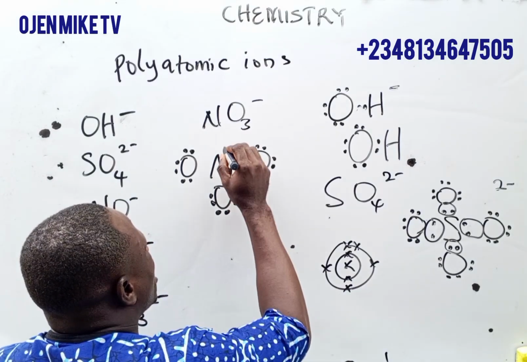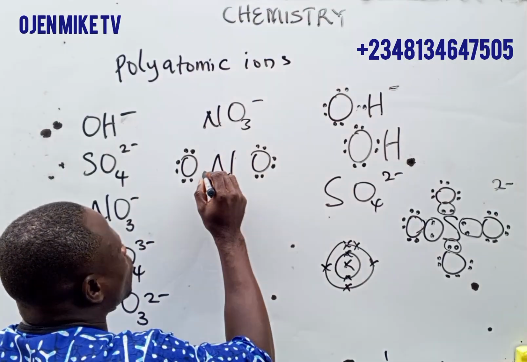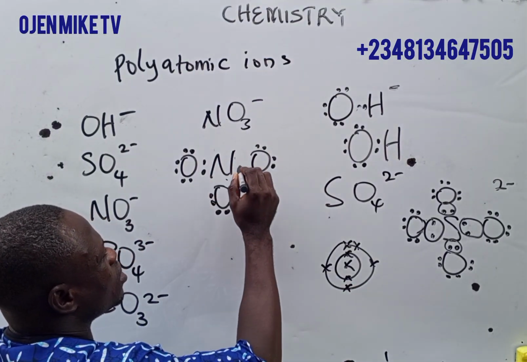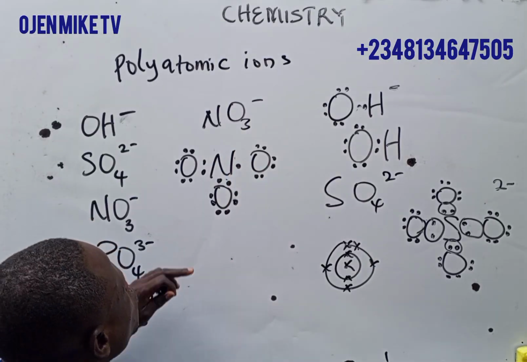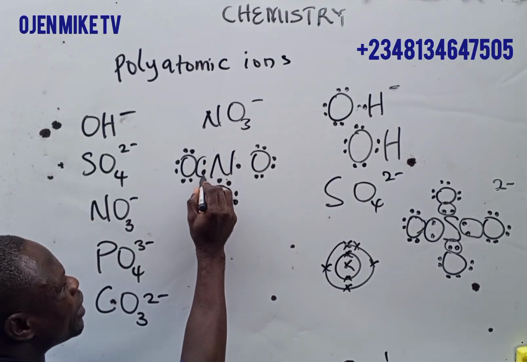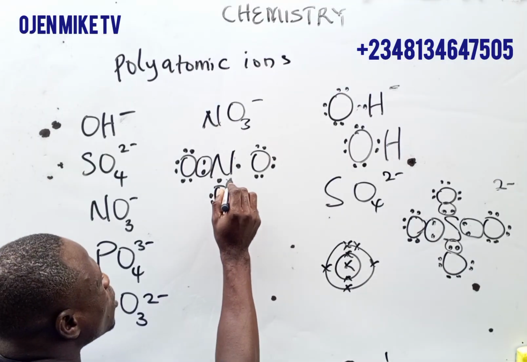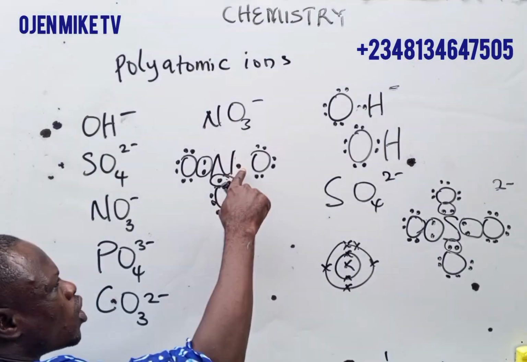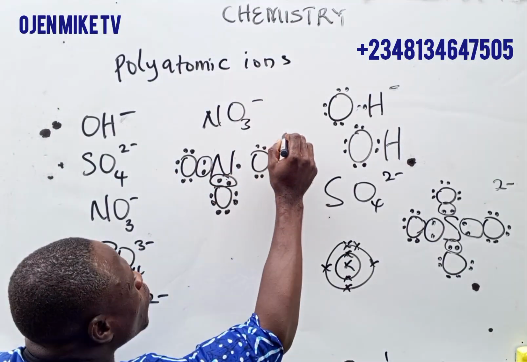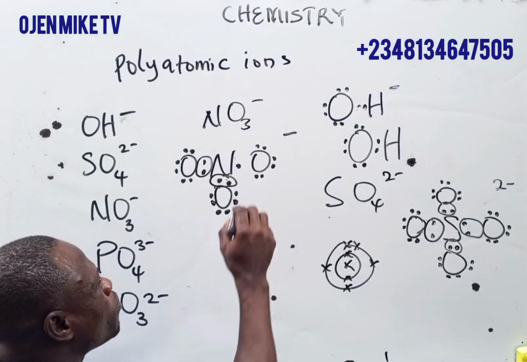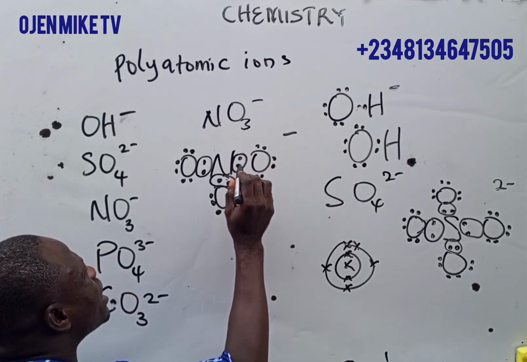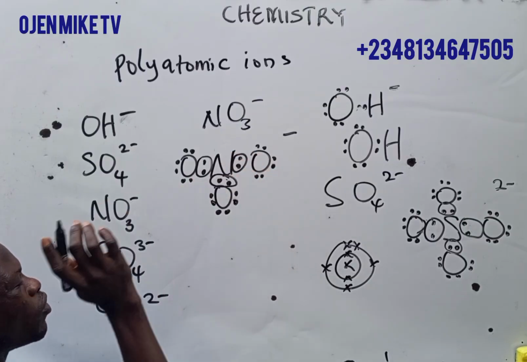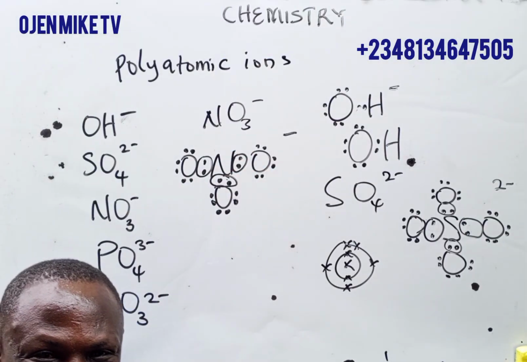Nitrogen on the other hand has 1, 2, 3, 4, 5. So how many does it need? This one is already paired, complete 2. This one is already paired, complete 2. This one is only 1. So it needs 1 electron to complete. So that 1 electron that is minus, you carry it and complete. Because it needs 1, that is why it is written as minus. Do you understand? Very simple.